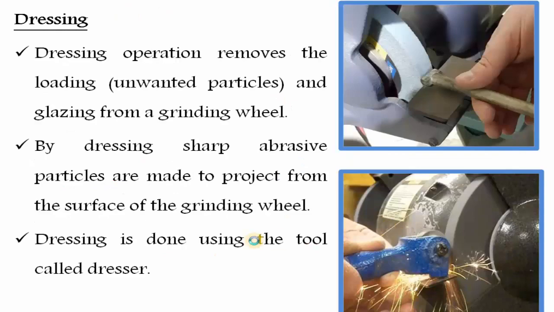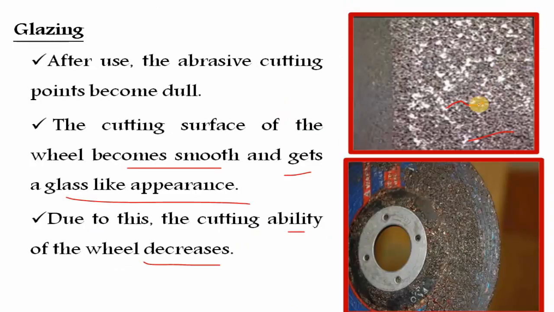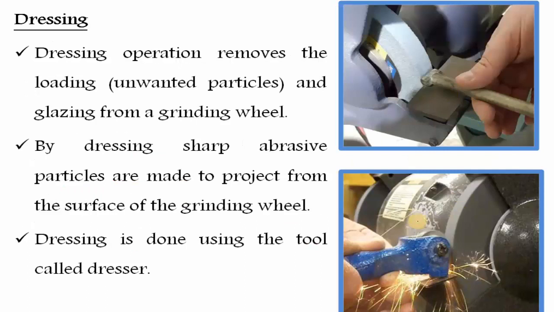Dressing. Once we get this appearance, we immediately have to use a diamond dresser to remove the outside layer. The dressing operation removes loading, unwanted particles and glazing from the grinding wheel. By dressing, sharp abrasive particles are made to project. You remove the old layer so that a new layer forms on the same grinding wheel. Dressing is done using a tool called a dresser, and mostly diamond dressers are used to remove that layer.